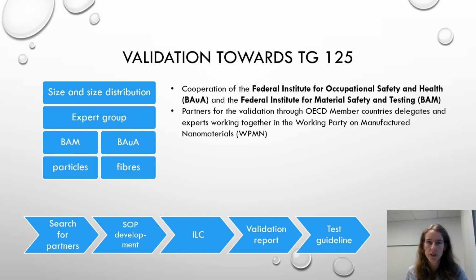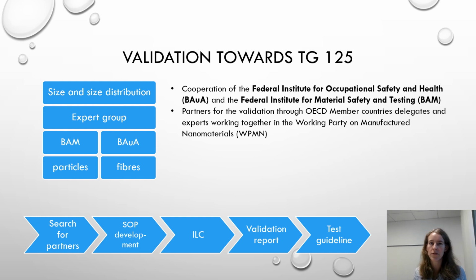In the line below, the process of the test guideline development is shown. For the validation study, we first looked for partners, and we found these partners through the OECD member country delegates and the experts working together in the working party on manufactured nanomaterials. As a first milestone for both ILCs, the draft SOPs for the testing methods were written and discussed with the supporting expert group. Also, the proposed test materials were discussed. When we finally had our SOPs and test materials in place, the sample preparation took place in our lab, and the final samples were provided to the fiber ILC participants.